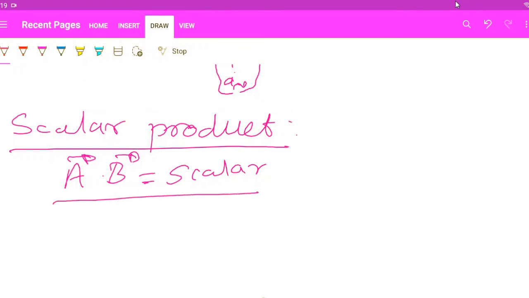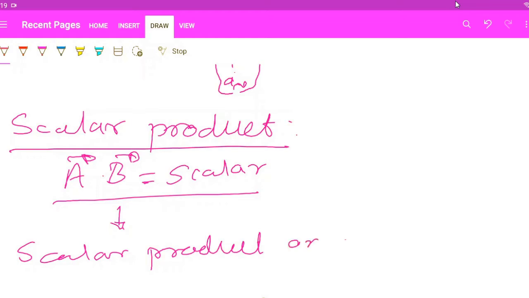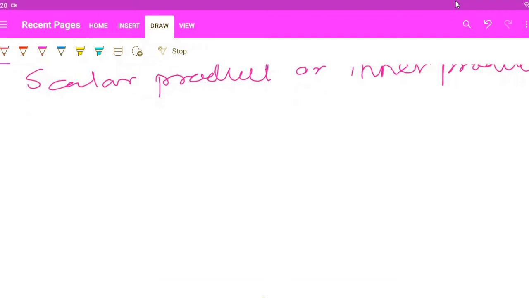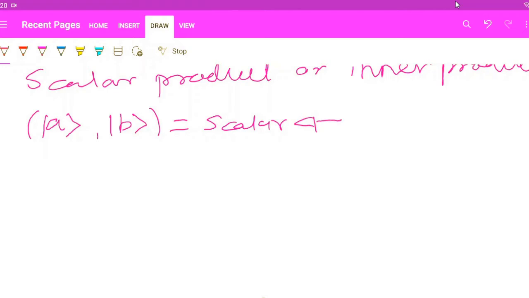this particular dot product is known as scalar product or inner product. So what is this inner product? Basically, I take two vectors, let's say vector A, and I take another vector, vector B, from a vector space. Then for this inner product, I perform some operation on A and B, and that operation gives me some scalar quantity. This scalar quantity in general could be a complex number.